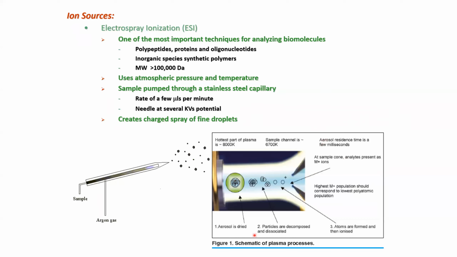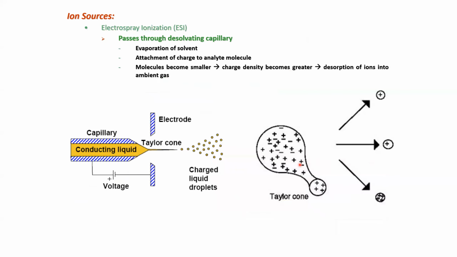You can see here a schematic of the process. The aerosol is dried, particles are decomposed and dissociated, atoms are then formed and ionized, and then eventually the sample cone and the analytes are present as the M+ ions. During ESI, they pass through the desolvating capillary. This causes the evaporation of the solvent, so we typically just have the analyte present. And then we have the attachment of charge to the analyte molecule. This produces our ions, which are important for our analyzers.